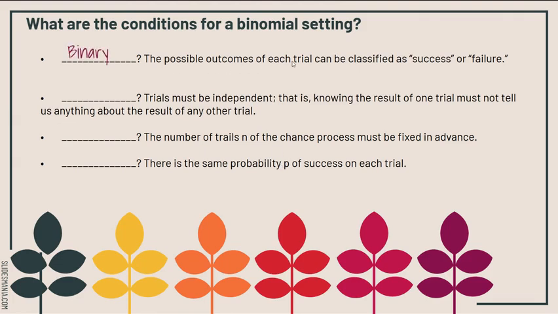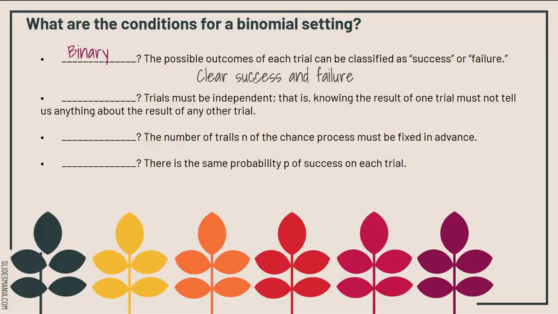Binary: the possible outcomes of each trial can be classified as success or failure. Hence, two. We have success and we have failure. So you have to define what success means and what failure means. An example would be rolling an even on one die. So there has to be a clear success and failure. Success would be rolling an even. Failure would be rolling a not even, or, not even would be odd.